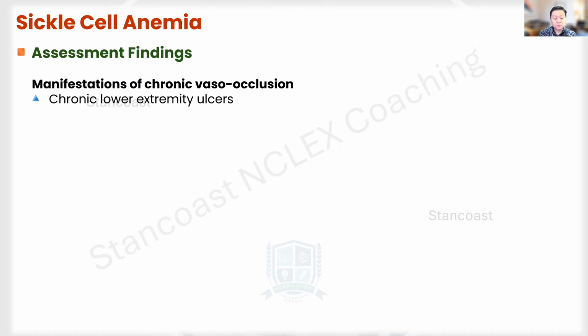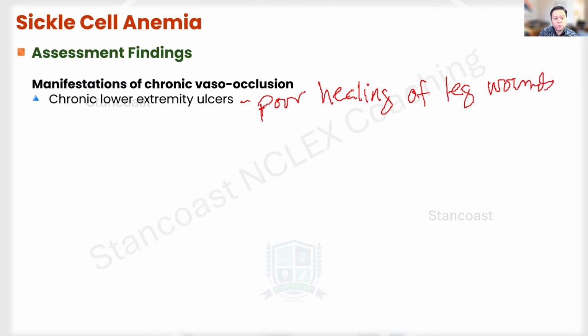Well, the person will end up with chronic lower extremity ulcers, and because of the poor healing of the leg wounds, okay? Poor healing of leg wounds because of the poor blood supply. A simple wound can develop into an ulcer.